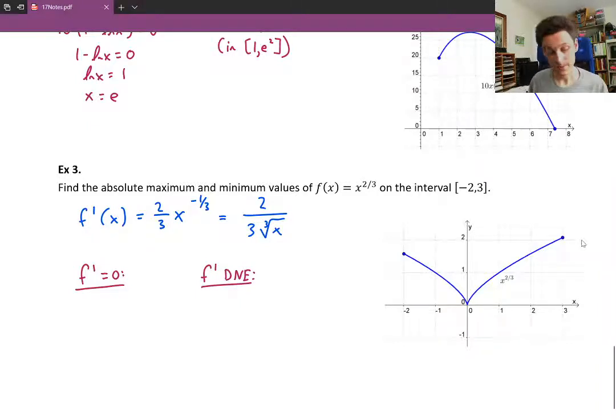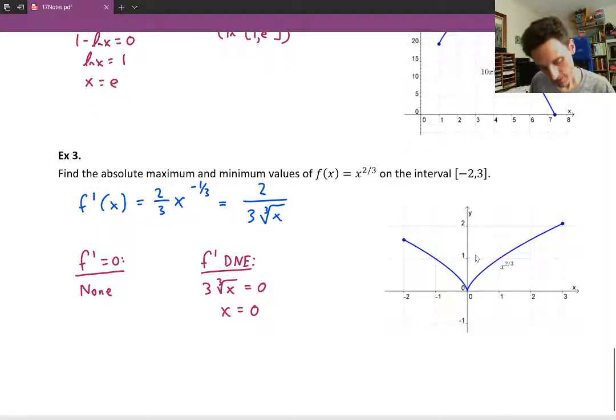Now the top can never be equal to 0, right? This fraction can never be equal to 0 because the top is never 0. So we would just say the first derivative is never equal to 0, so there aren't any x values where the first derivative is equal to 0. But there is an x value where the first derivative does not exist, and that's when the bottom is 0, and that happens at x equals 0. So we got our x value.